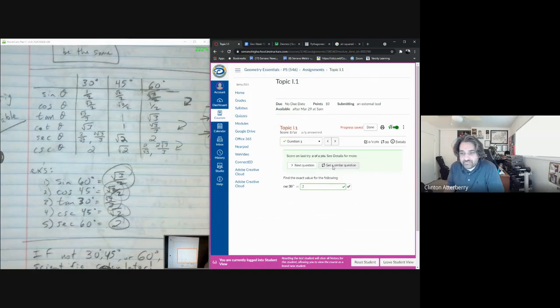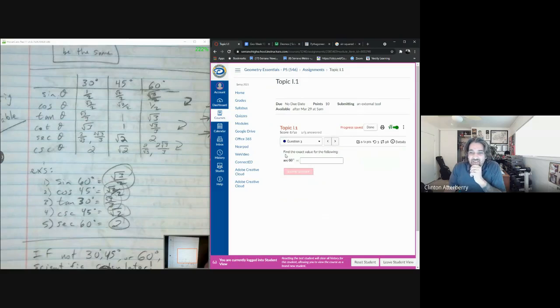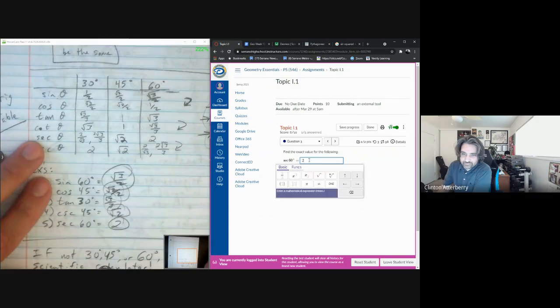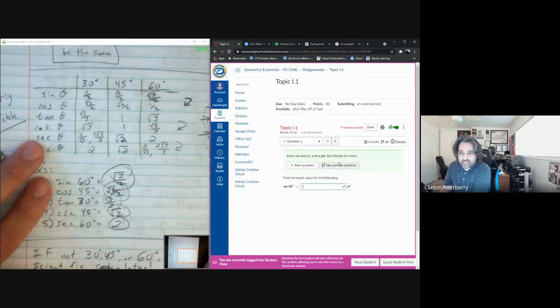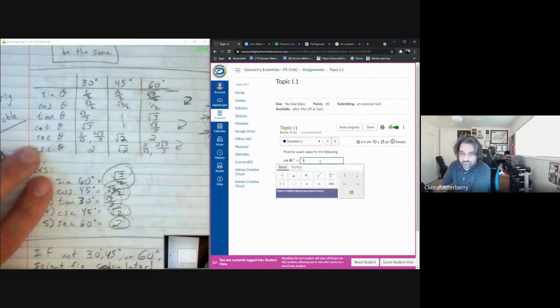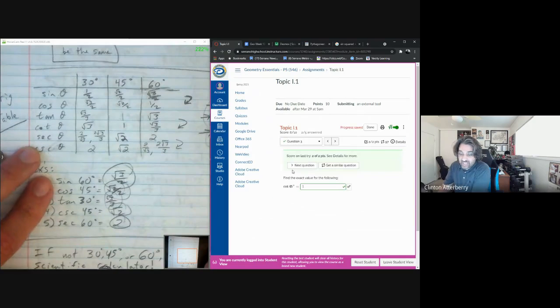That's it. Let's get a similar question. Find the exact value for the following: secant of 60. We got secant, we got 60. It's just 2 again. Okay, let's try another one. Cotangent of 45. Cotangent 45 is just 1. That's how you do these ones.